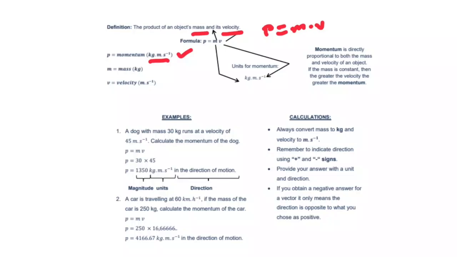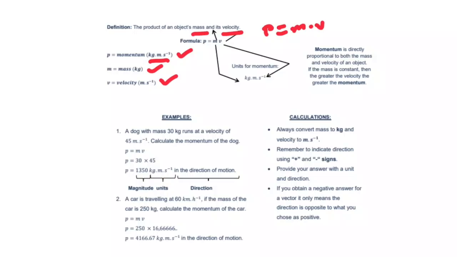P is equal to M multiplied by V. P is the momentum and M is the mass. In chemistry, the mass is in grams. In physics, the mass is in kg. If you find that you're given the mass of an object in grams, you obviously have to convert it to kgs by dividing by 1000. That's how it works. And then V is the velocity in meters per second. Nothing new there whatsoever.